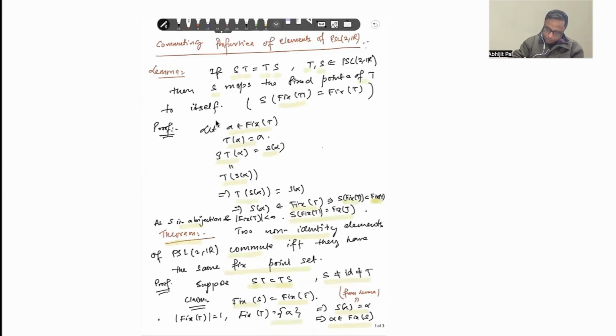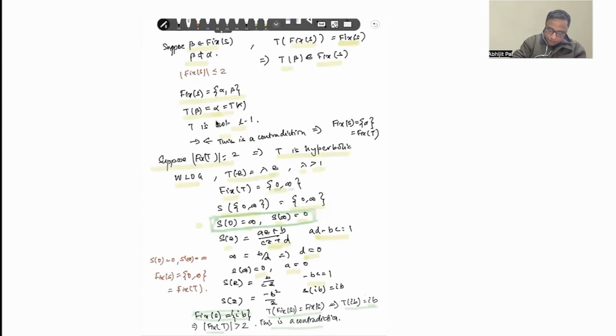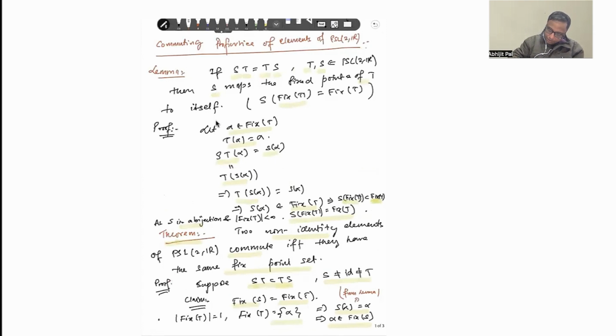Yeah. So we have shown this thing. We have taken two non-identity elements s and t, and they commute with each other. First we have taken the fixed point of s to be a singleton, and the fixed point of t to be the singleton set. In that case, t can be parabolic or elliptic, and if the fixed point of t is a 2-point set, then t is hyperbolic. So we have proved that if the two elements commute with each other, they have the same fixed point.